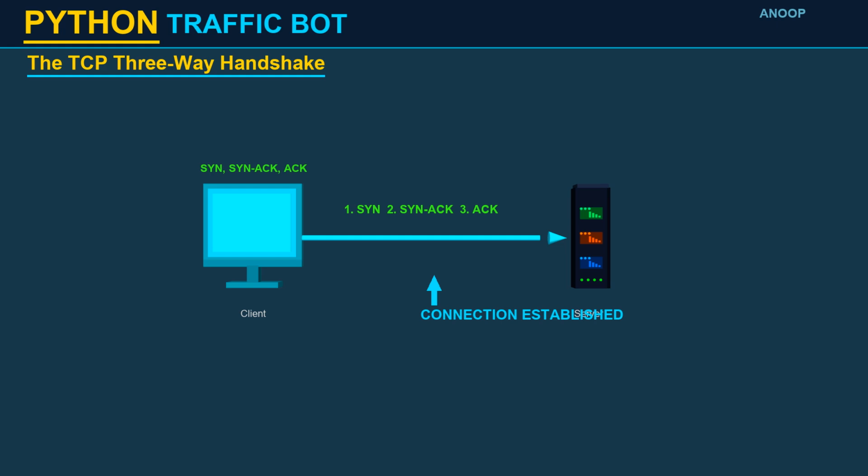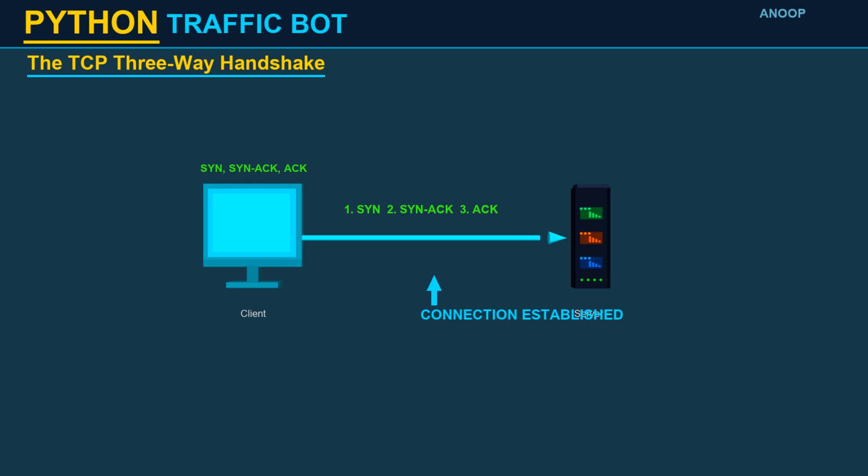At this point, the connection is established and data can flow in both directions. This three-way handshake happens every time our traffic bot creates a TCP connection, whether it is simulating web browsing, file transfers, or database queries. Understanding this process helps you read packet captures and troubleshoot connection failures in your CML lab.